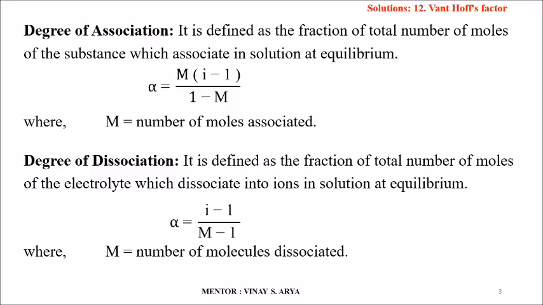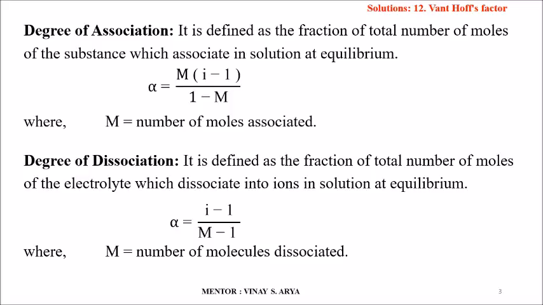Similarly, degree of dissociation is defined as the fraction of total number of moles of electrolyte which dissociates into ions in solution at equilibrium. So alpha is equal to I minus 1 upon M minus 1, where M is the number of moles of dissociation. Again, one thing is very clear, students, that's why I specified and took both of them onto one slide, so that you are not confused.